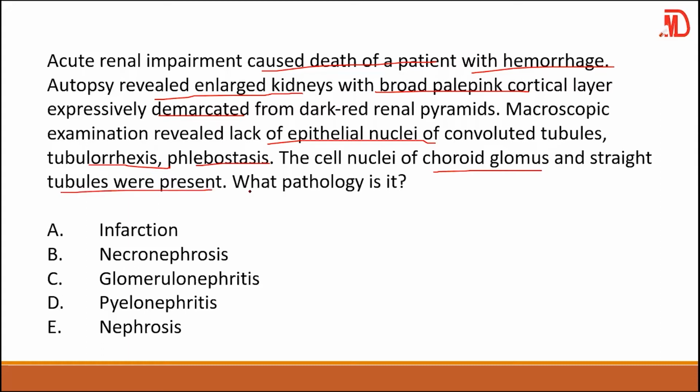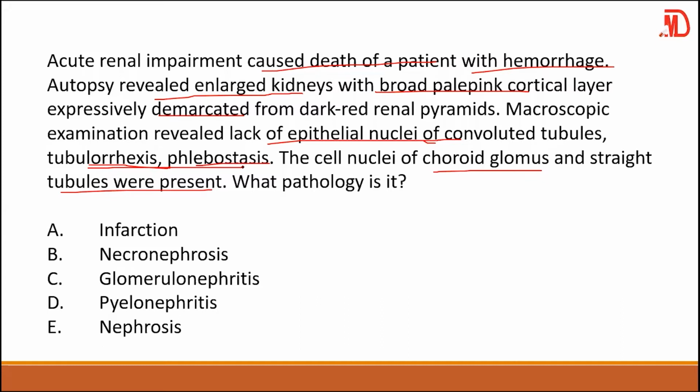What pathology are they talking about? Everything is actually in your question from the macroscopic examination. This is where your answer comes in. There's lack of epithelial nuclei of convoluted tubules, tubulorrhexis, phlebostasis. All of these things are classifying what we call acute tubular necrosis. Don't forget, necrosis simply means there's inadequate supply of blood to that tissue.